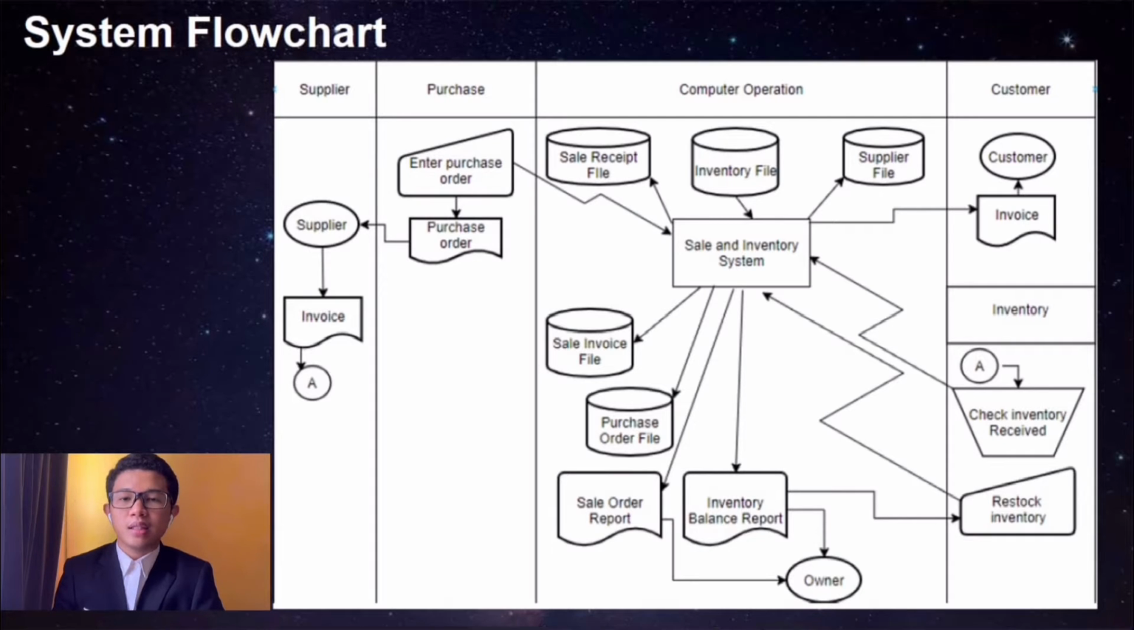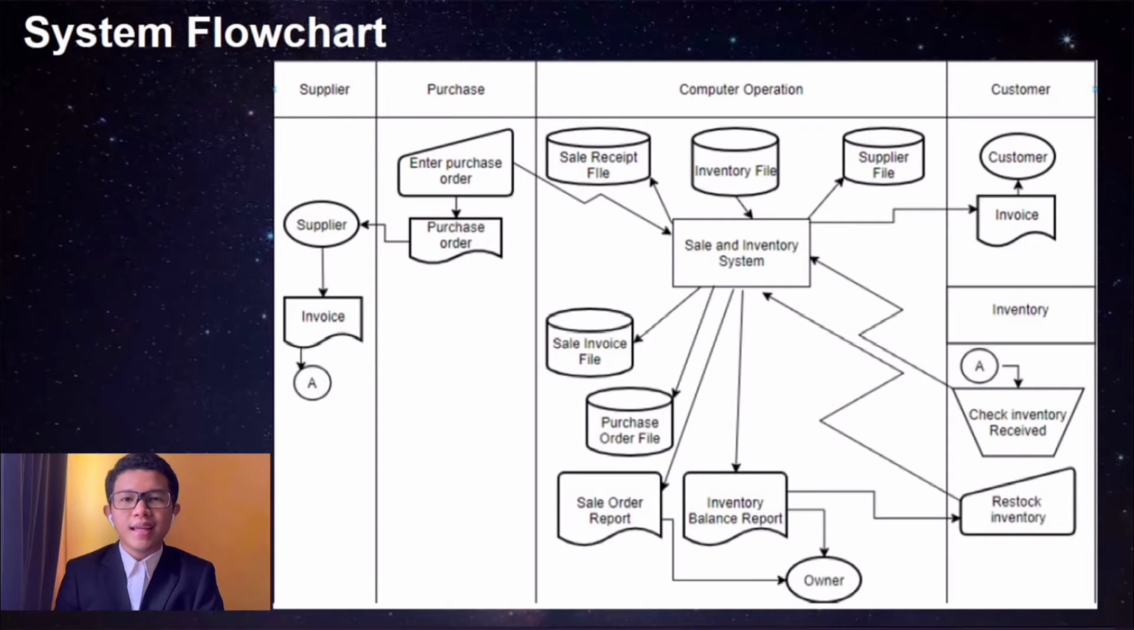As the invoice is received from the supplier, the manual operation will be done by the owner. The owner can check the inventory by matching it back with the invoice that has been received from the supplier. If the owner wants to restock, he can repeat the purchasing step. Oh, I see. But I have never come across the zigzag line.